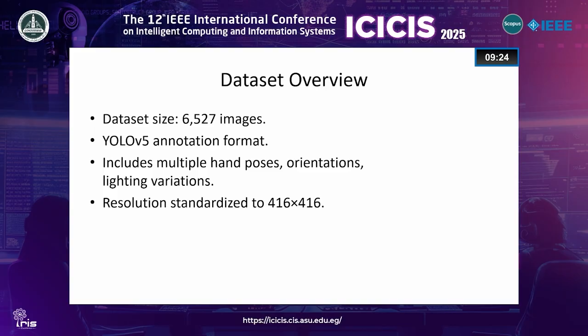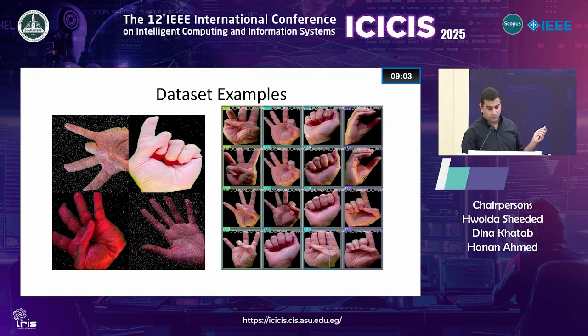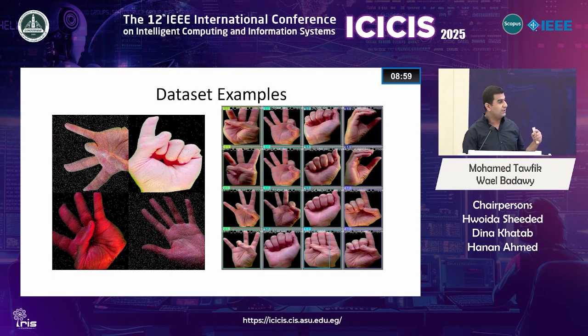Now this is the size of our dataset, approximately 6,000 images. Before we begin, Mohammed, you speak about sign language for any language? American sign language. Okay. This is an example of the dataset before and after detection.